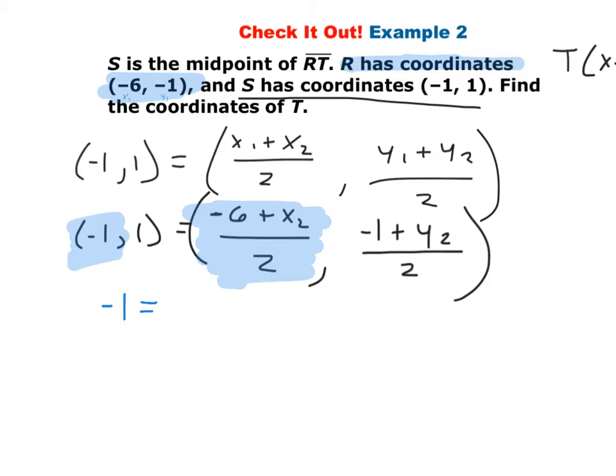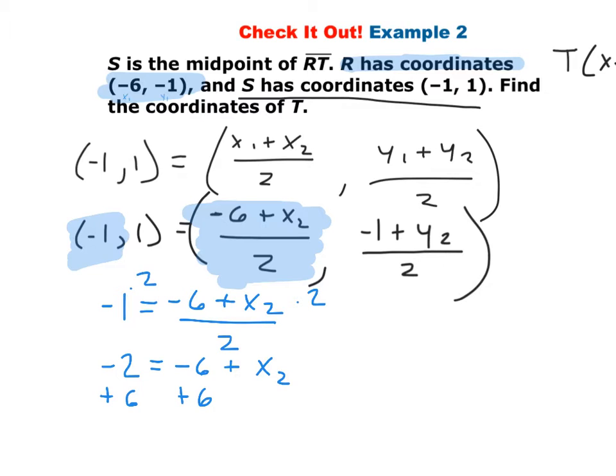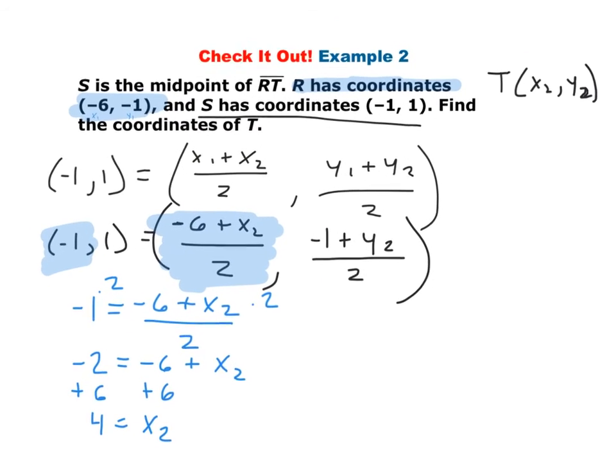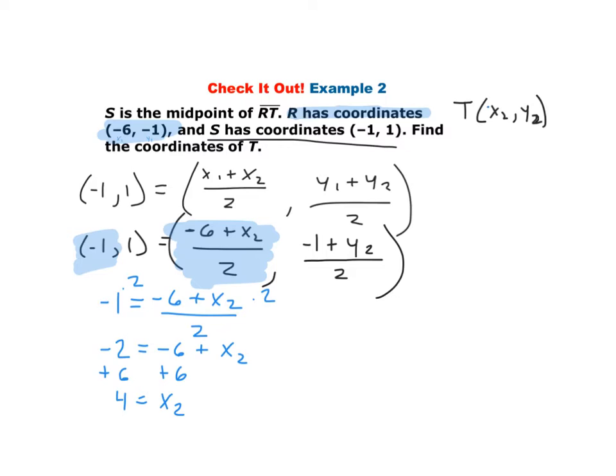So this would be negative 1 is equal to negative 6 plus x2 over 2. Now we have to solve for the x2, so we multiply both sides by 2. So we get negative 2 is equal to negative 6 plus x2. Add 6 to both sides, so 4 is equal to x2. So we know x2 is equal to 4, so we can cross this out and put a 4. So I crossed out the x2 and put a 4, because we know x2 is equal to 4.